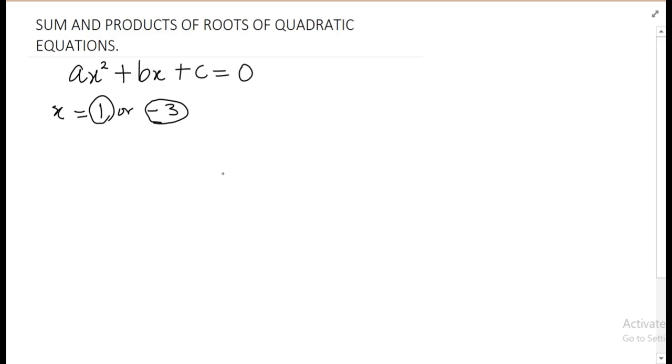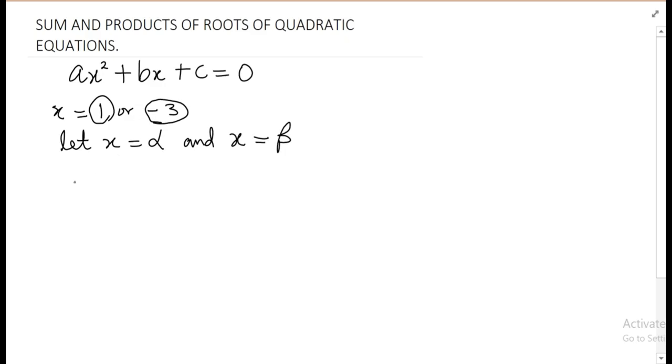So to derive the sum and product of roots, let's name the roots. Let x be equal to alpha and x be equal to beta. Let alpha and beta be the roots of the quadratic equation. So if alpha is a root, x is equal to alpha, and if beta is a root, x will be equal to beta.